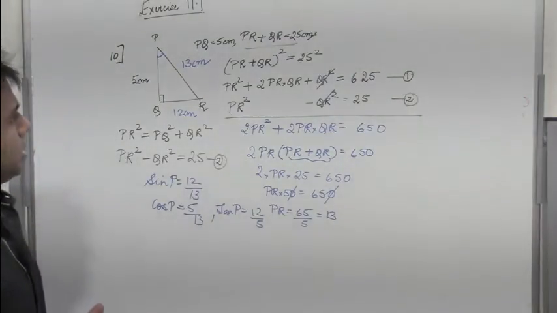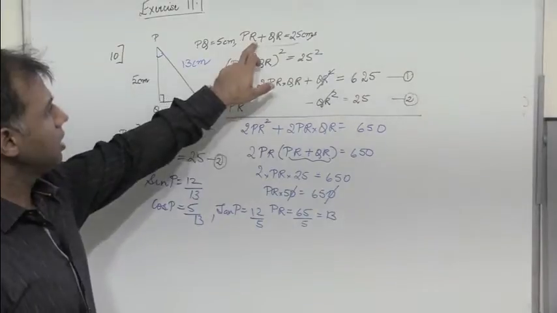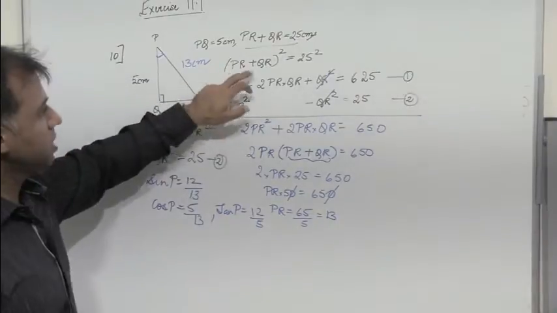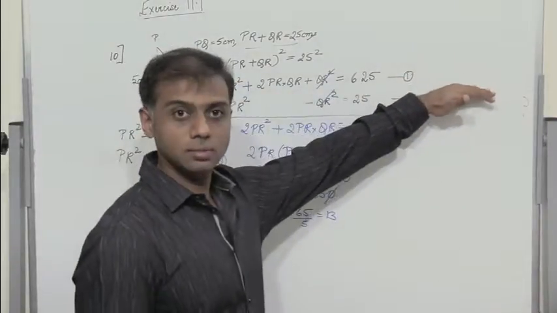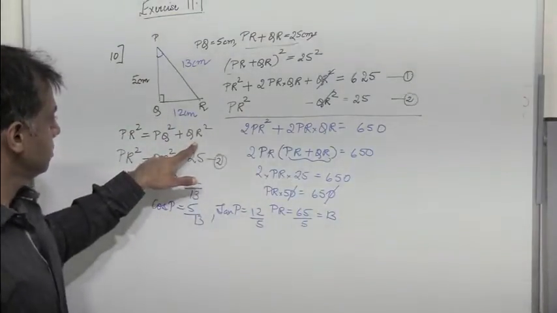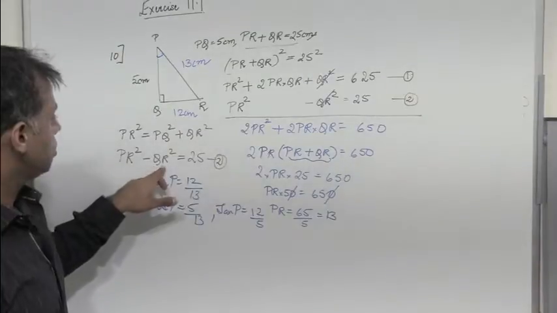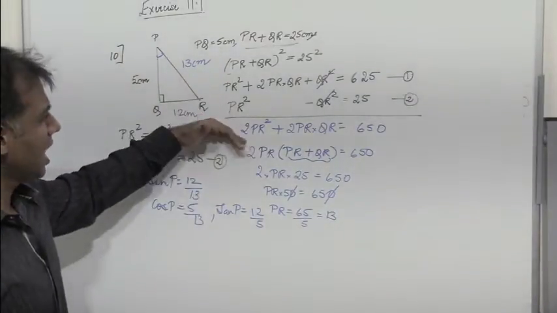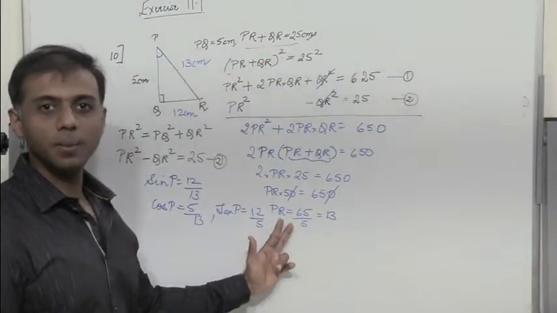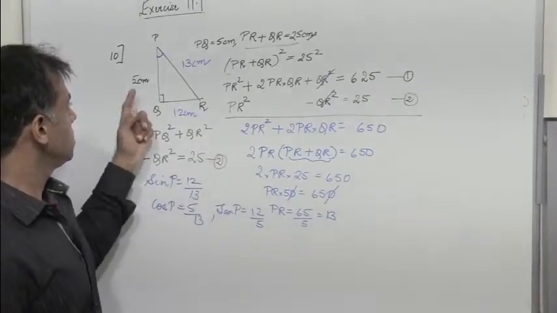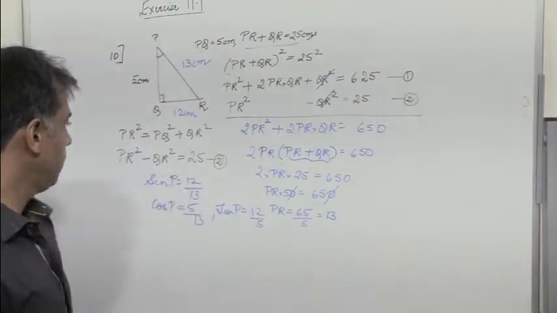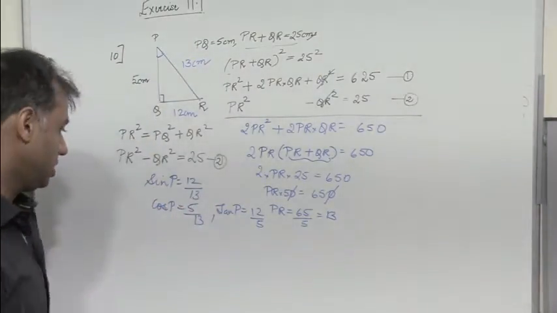Only thing is, you have PR plus QR equal to 25 here, take the square of this. Okay, so you get A plus B the whole square, call that equation 1. One side has been given, so use the Pythagoras theorem and you will get PR square minus QR square equals 25. You just add both of them, substitute the value of PR plus QR here, and you will get PR, which happens to be the hypotenuse. So once you know two sides, you can always find the third side using Pythagoras theorem. Okay, so then you can find all the ratios very easily.